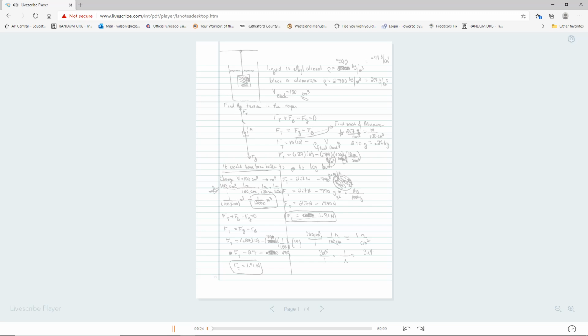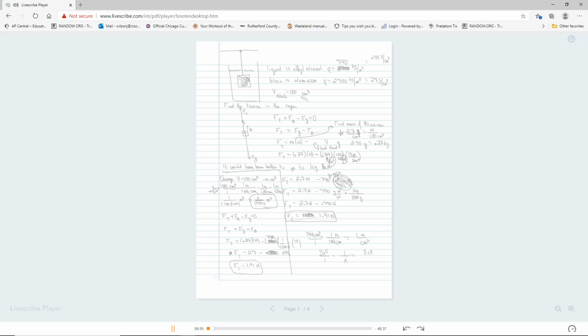Okay. All right. So let's start with page 428. Let's do an even, because you don't have the answers to those. So let's do number 24. It says a 10 centimeter by 10 centimeter by 10 centimeter wood block with a density of 700 kilograms per meter cubed floats in water.